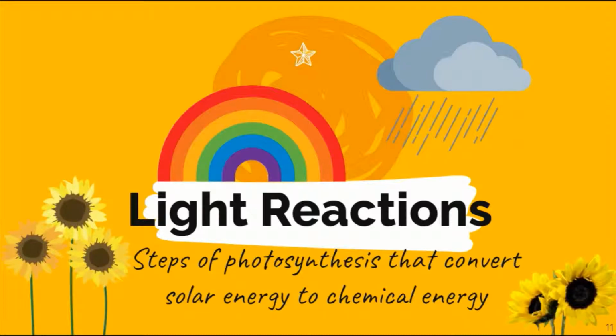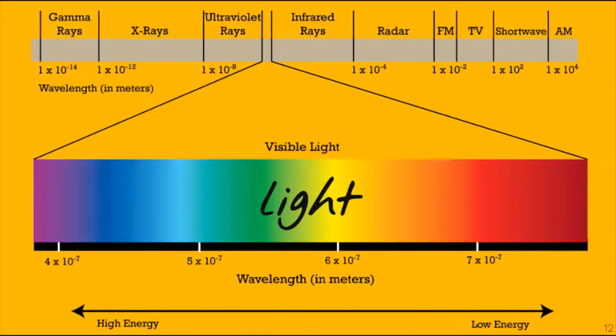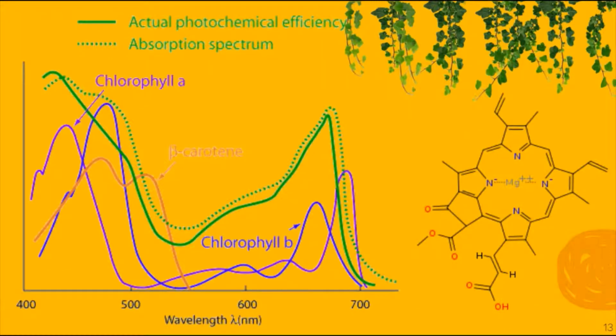Now, let's talk a little bit about light. A substance that absorbs visible light is called a pigment. Different pigments absorb light of different wavelengths. A graph that plots a pigment's light absorption versus wavelength is called an absorption spectrum, while an action spectrum profiles the relative performance of the different wavelengths.